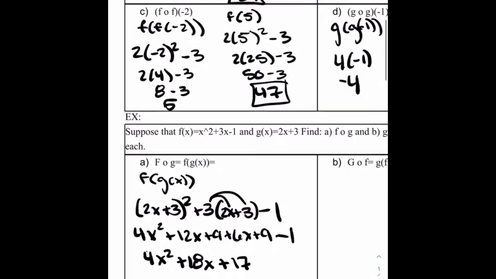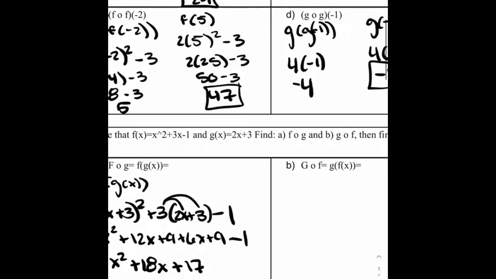Now they want us to also find the domain. 2x plus 3, which is g of x, is a linear line, and the domain is all real numbers. And then f of x is a quadratic function, which is also all real numbers. So that means f of g of x is going to be all real numbers.